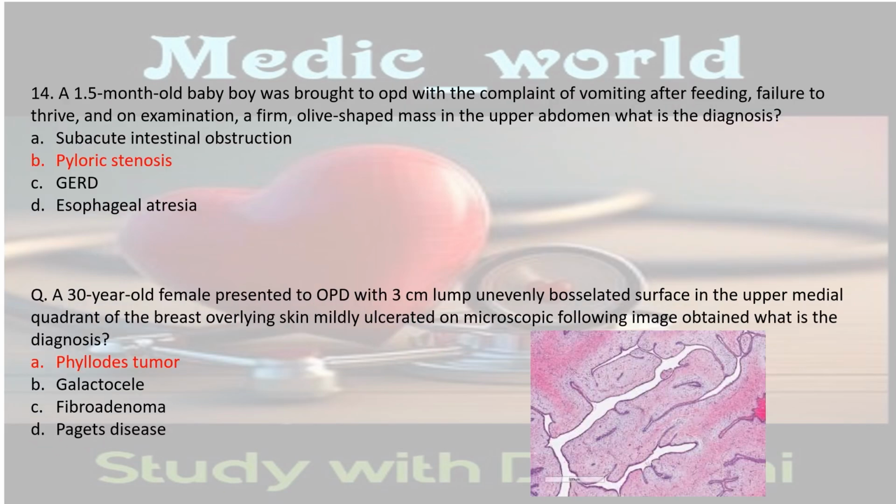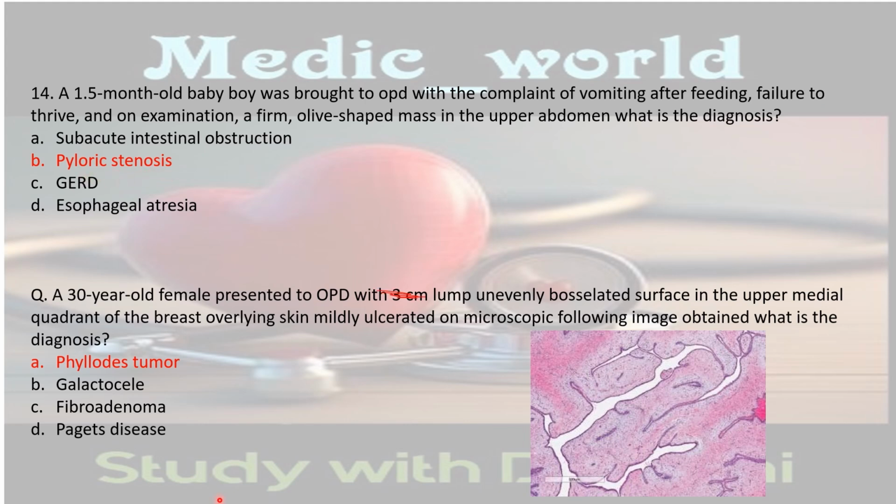Next question. A 1.5-month-old baby boy was brought to the OPD with complaints of vomiting after feeding, failure to thrive, and on examination a firm olive-shaped mass is in the upper abdomen. What is the diagnosis? Here the diagnosis is pyloric stenosis.